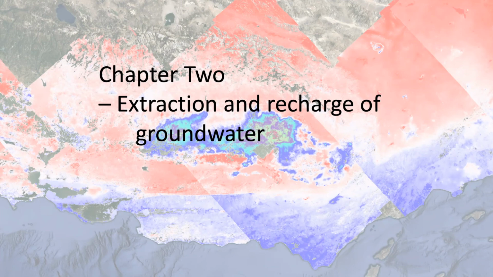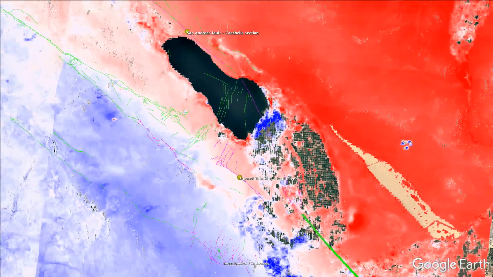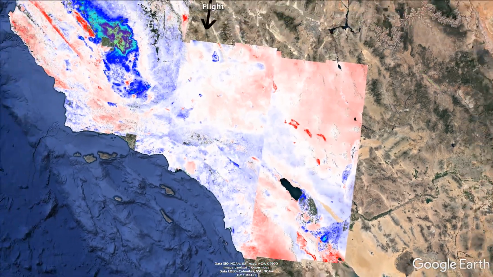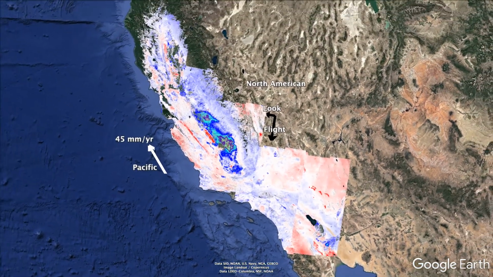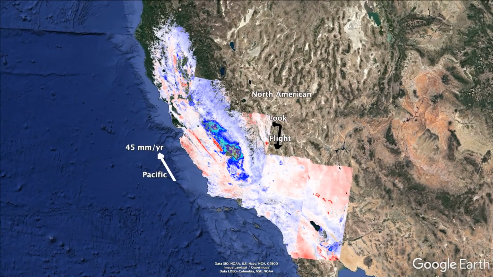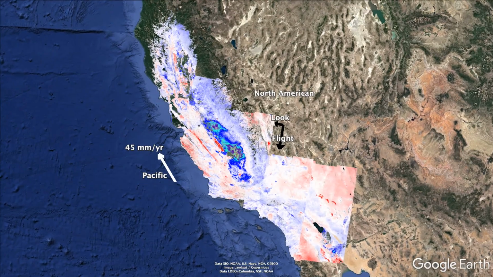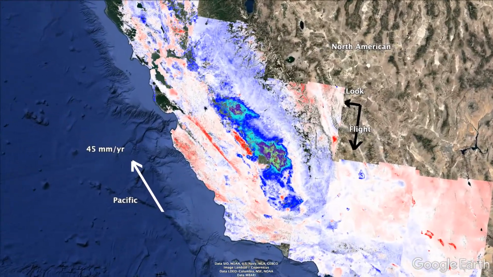2. Extraction and recharge of groundwater. Some of the most prominent signals in the velocity maps are associated with groundwater extraction and injection. These become more apparent in the line of sight velocity by removing the horizontal tectonic motions to create a semi-vertical velocity map. The removal is not perfect, due to a lack of resolution in the GNSS horizontal velocity model.